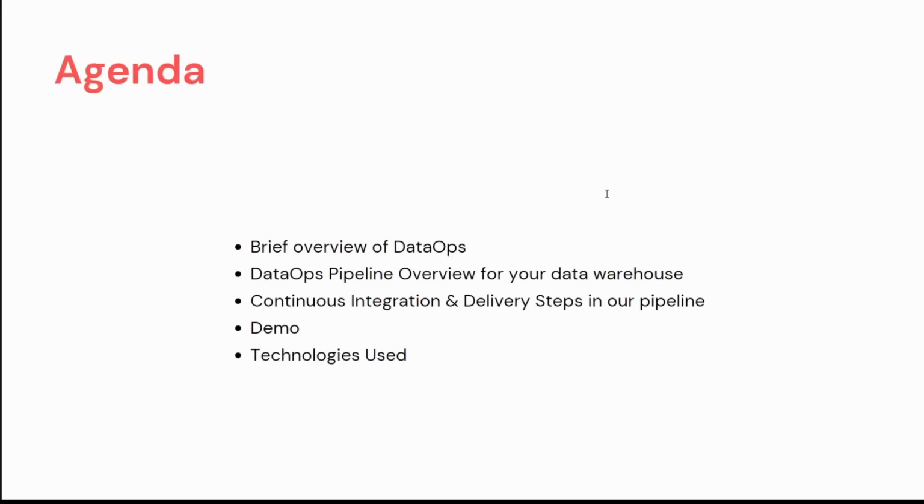Here's a brief overview of our agenda. We're going to go over DataOps at a very high level. We're going to have an example look at what a pipeline would look like with the introduction of DataOps. We'll dive deeper into two of its key aspects, continuous integration and delivery. We'll then go through a demo of how this would work in real life. We'll go through the technologies used, and we'll be able to see how we automate our testing, data profiling, code quality reviews.